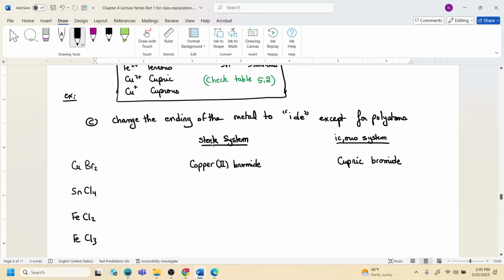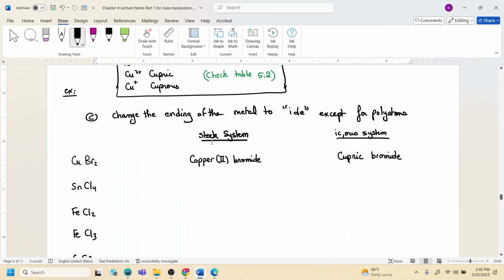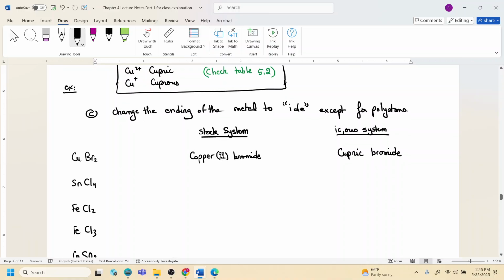So the stock system, what is it? It shows the charge of the transition metal. The charge of the transition metal is written as a Roman numeral in parentheses. So how do you know the charge? It's very easy because this is the case of a metal and a non-metal, right? So you already know that the bromine is minus, and you have two of them. So this means that copper, to balance the bromine, needs to be 2 plus. If it is 2 plus, then its charge is going to be Roman numeral II. So when I name it, I name it as copper.